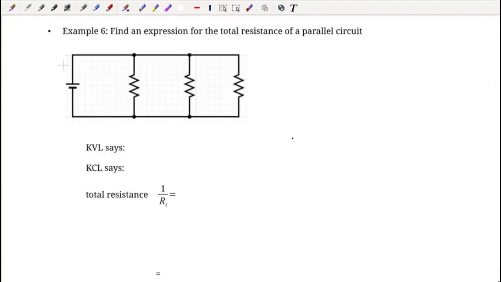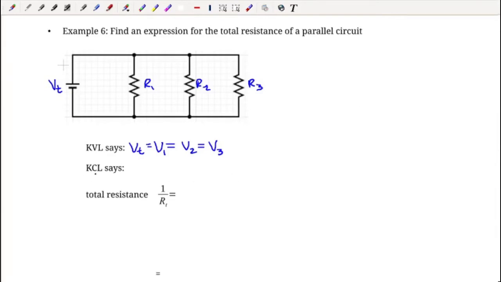Example number 6: find an expression for the total resistance of a parallel circuit. So again, we're going to work with Kirchhoff's laws. Kirchhoff's voltage law says if I have a total voltage here, and let's call these resistor 1, resistor 2, resistor 3, then the amount of voltage I start with, I have to use all of it up no matter which path I take. In other words, the total voltage is equal to the voltage drop across resistor 1, which is equal to the voltage drop across resistor 2, which is equal to the voltage drop across resistor 3. If you had more, each of them has to have the same voltage drop because I have to use up all my energy before I get back to the battery.